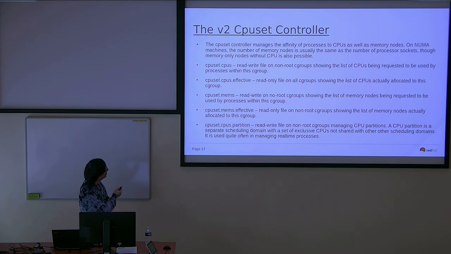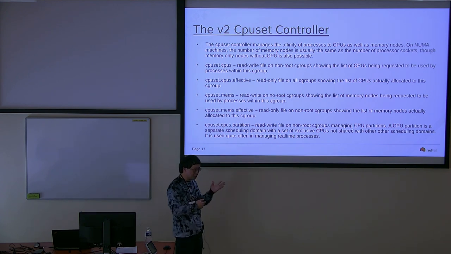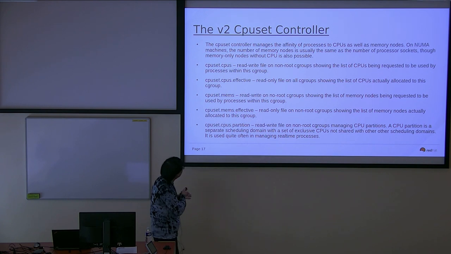CPU set controller. For cpuset, you can control which CPUs are associated with each cgroup. But the list of CPUs requested doesn't mean that you will get them all. Depending on what CPUs are currently available in the parent, the group of CPUs requested may not all be granted to you. The actual CPUs that you are allowed to run on at the moment are in the cpuset.cpus.effective file. And similarly for memory, what memory nodes you are allowed to use is controlled by cpuset.mems and cpuset.mems.effective.